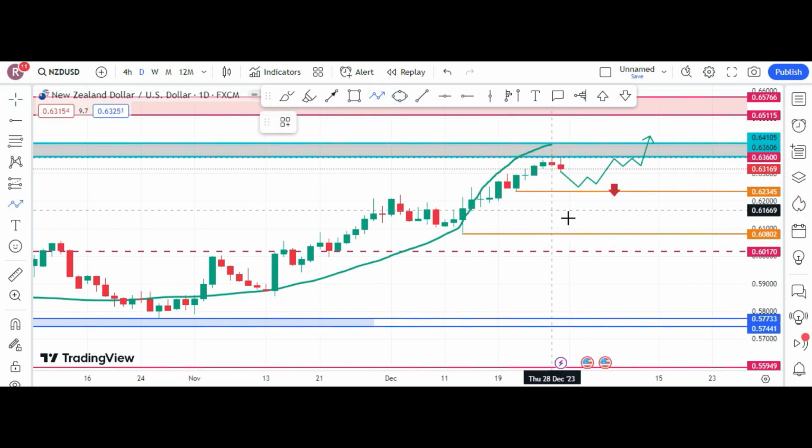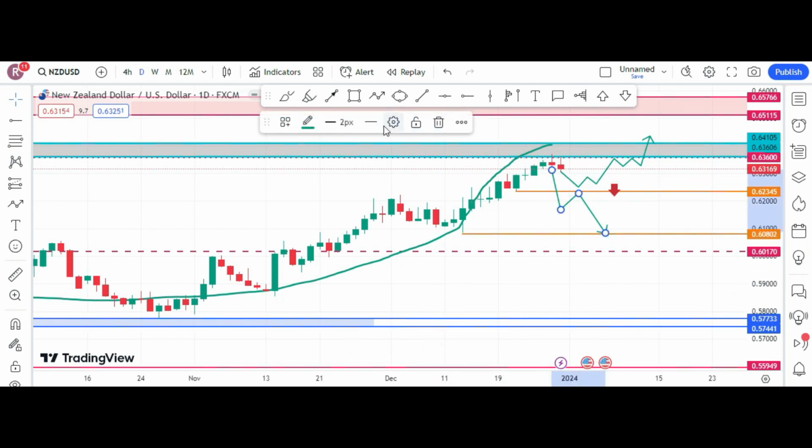Okay, let me give that option also. It will come here, break out, it will retest, then it will come here. But I don't suggest this at the moment because the price action doesn't say so. So let's put it in red, and I would like to put it in a dashed line to make it less important.